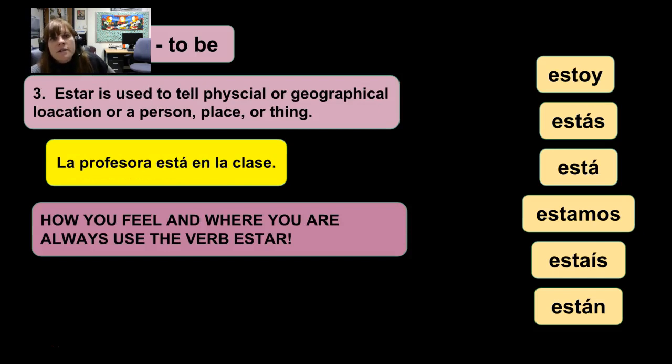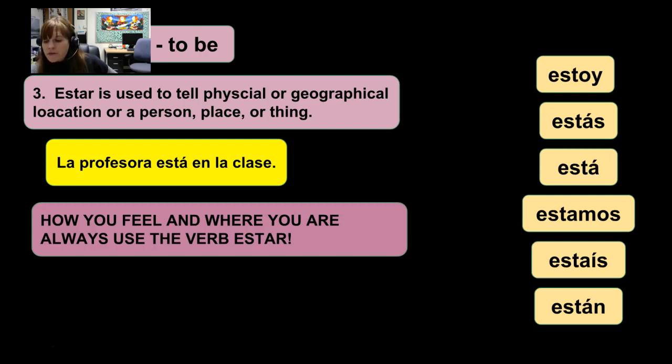Estar is used to tell physical or geographical location of a person, place, or thing. La profesora está en la clase. So the teacher is in class. So I always try to remember this rhyme. How you feel and where you are, always use the verb estar.